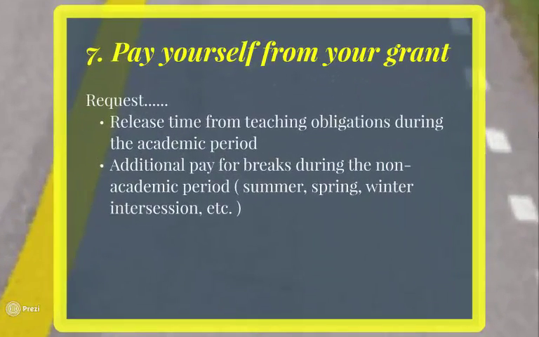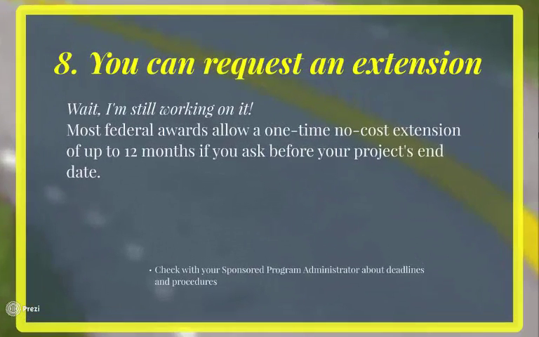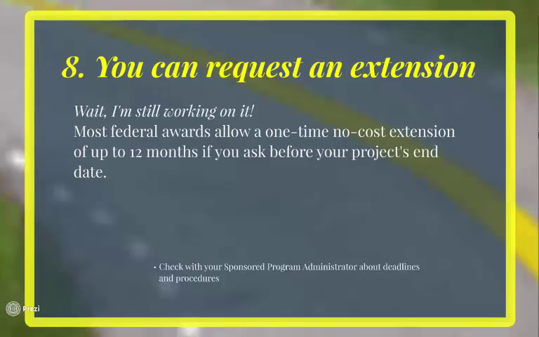You can pay yourself from your grant by requesting release time from your teaching obligations during the academic period. You may also request additional pay for project-related work that you do during the non-academic period. If your project end date is approaching and you still have work to do, you may request a no-cost time extension. Most federal grants allow a one-time extension of up to 12 months as long as you ask before your project's end date. Check with your sponsored program administrator about deadlines and procedures.